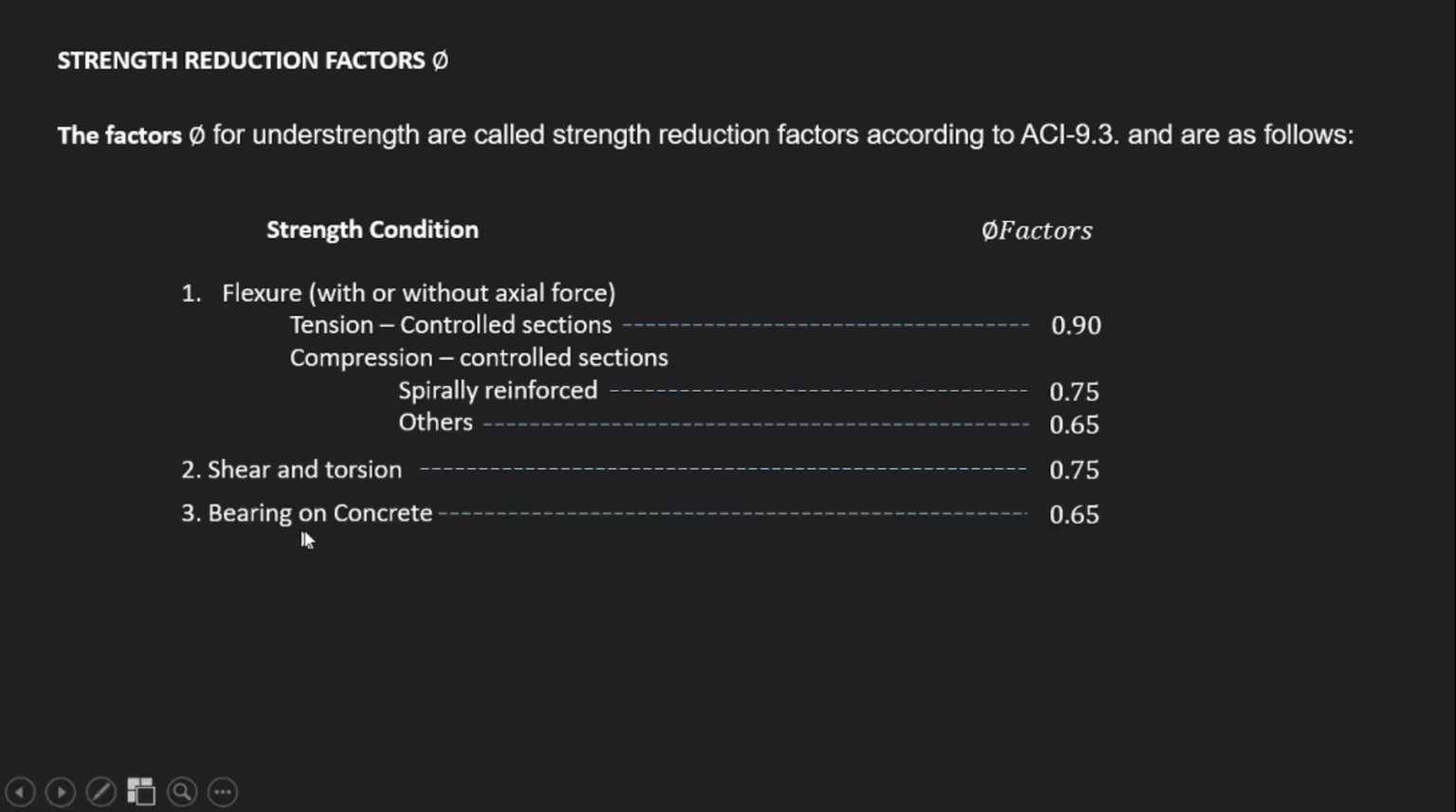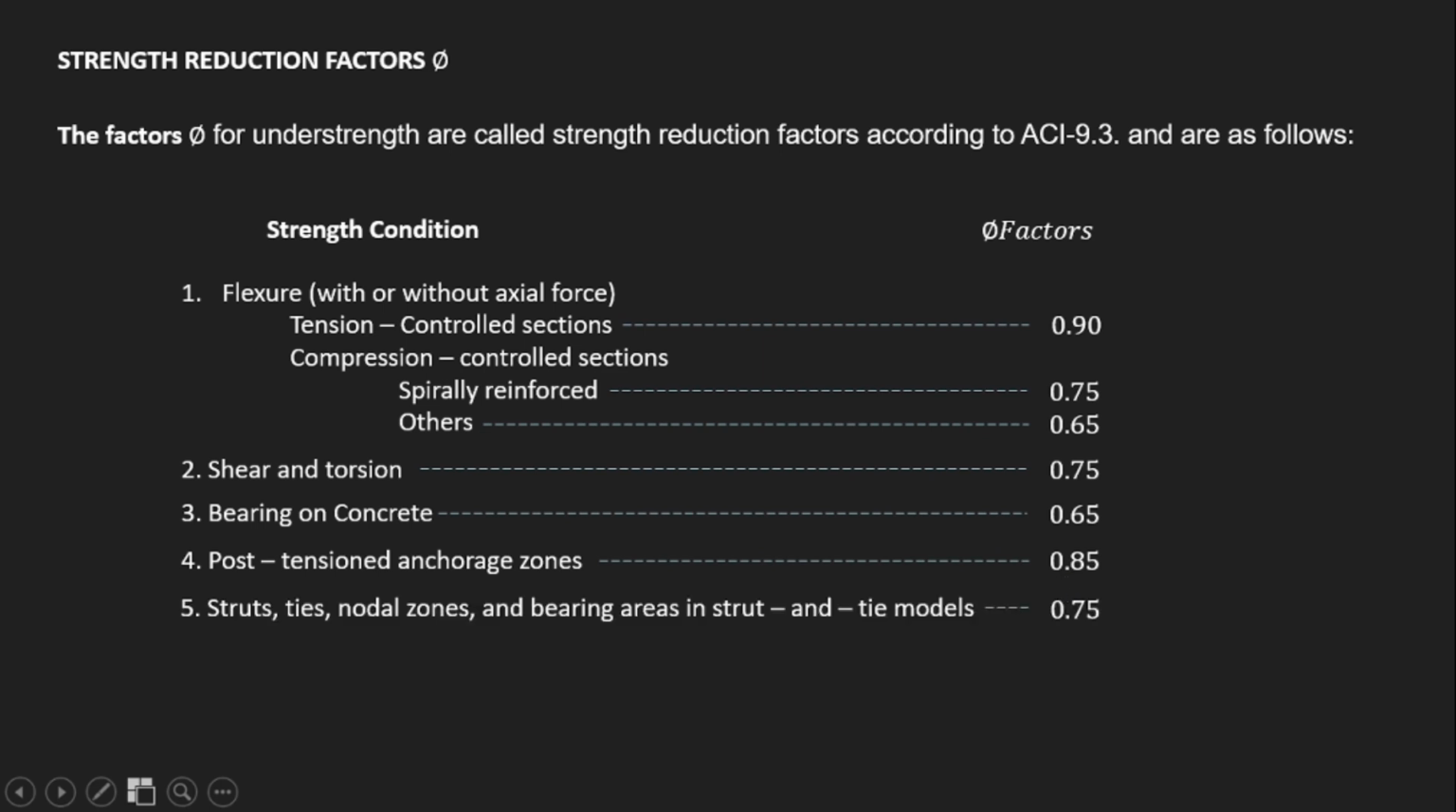So, number 3, in bearing on concrete, yung phi natin is 0.65. For number 4, post-tension anchorage zones, yung factor natin or phi, that is 0.85 naman. And for struts, ties, nodal zones, and bearing areas in strut and tie models, yung phi natin is 0.75. So, ito guys na mga phi, ginagamit natin yan in our nominal moment capacity. So, minumultiply natin yan doon sa strength natin or sa nominal moment strength, even sa Pn, sa Vn.